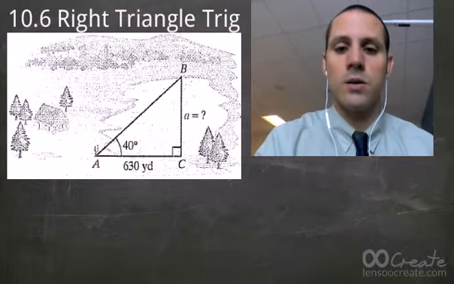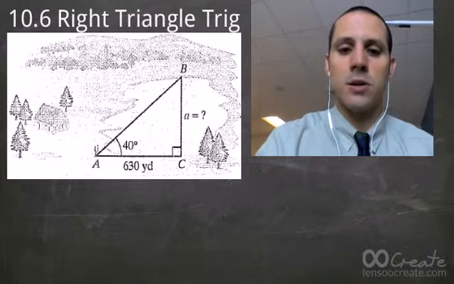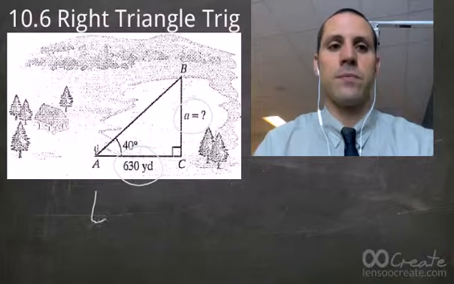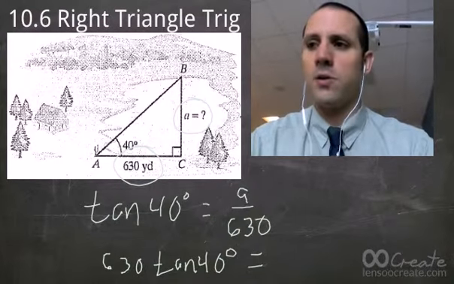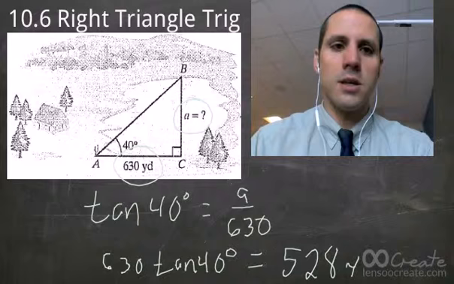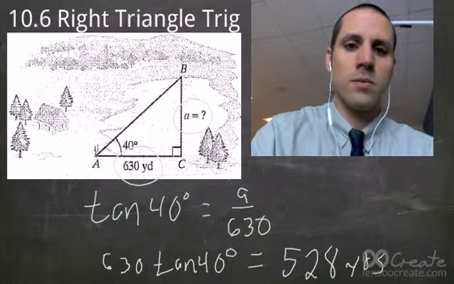So what trig ratio should I use? Again, I want the opposite side. I've got the adjacent side. So tangent's the appropriate ratio. So A over 630, multiply the 630 over: 630 times the tan of 40 degrees. All right, 528 yards across the blue lake.